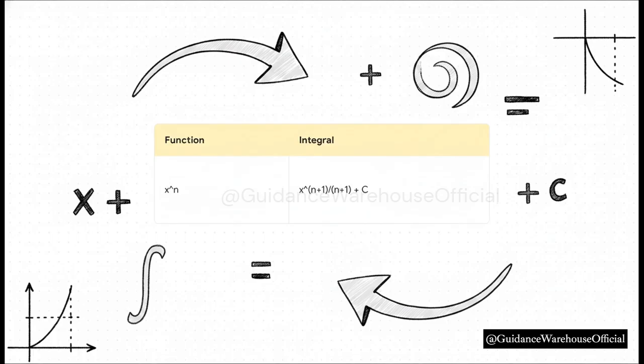To reverse that, you have to do the exact opposite operations in the exact reverse order. So for the integral, as long as your exponent n is not -1, you simply add 1 to the exponent first and then divide by that new number. And of course, never ever forget your plus c.